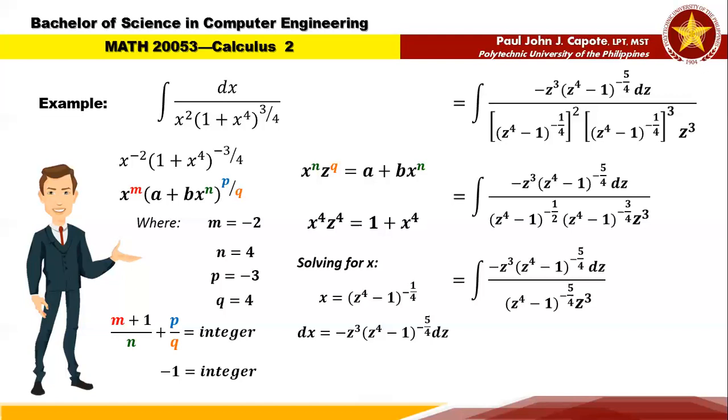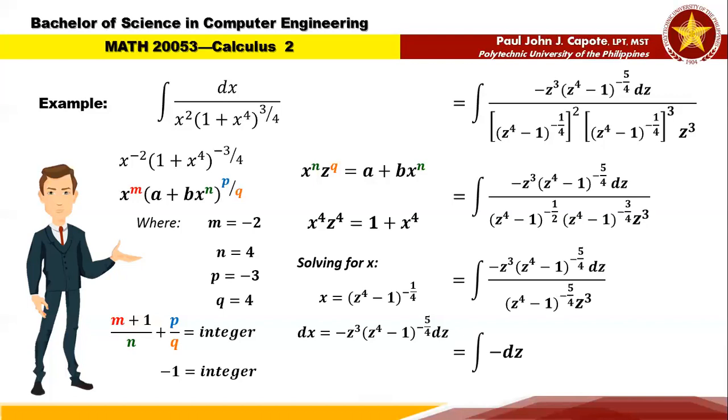What do you think will happen next by examining this transformed integrand? You got it right. We can eliminate the common expressions in the numerator and the denominator. We have the expression quantity z raised to the power of 4 minus 1 raised to the power of 5/4. This can be eliminated. And also, the expression z to the power of 3, which is common both in numerator and the denominator. So we can eliminate them.